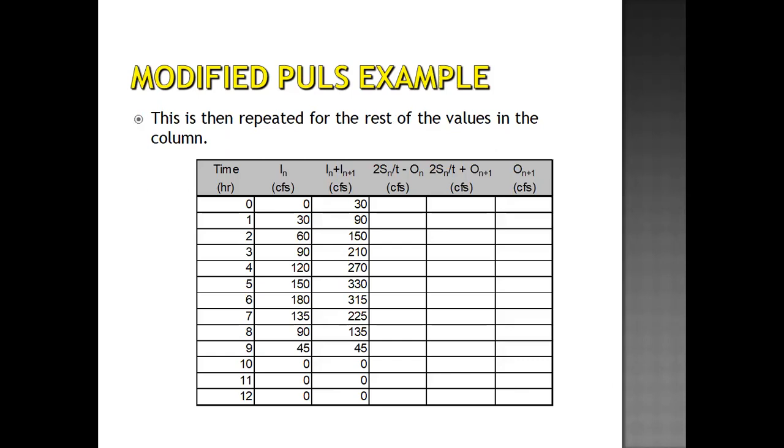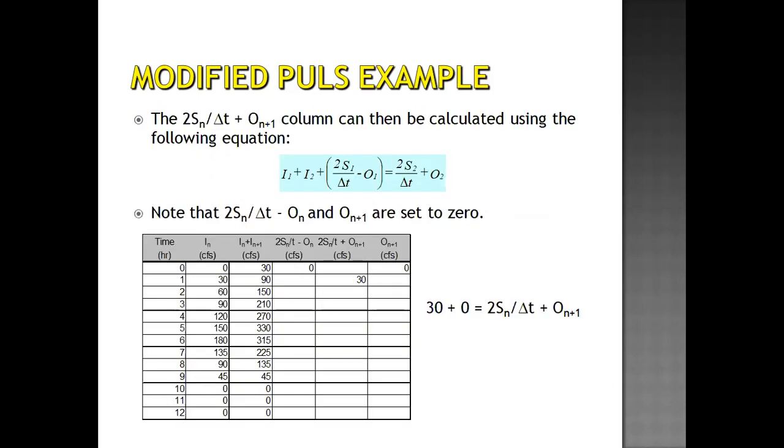This is then repeated for the rest of the values in the column. So 30; 30 plus 60 is 90; 60 plus 90 is 150; 90 plus 120 is 210; 120 plus 150 is 270; fifth hour 150 plus 180 is 330; 180 plus 135 is 315; 135 plus 90 is 225; 90 plus 45 is 135; and 45.